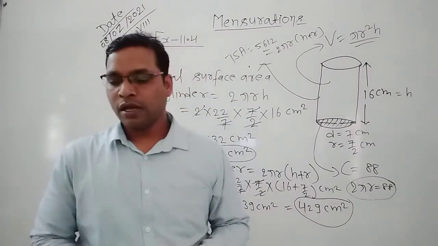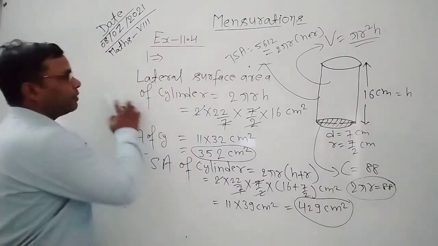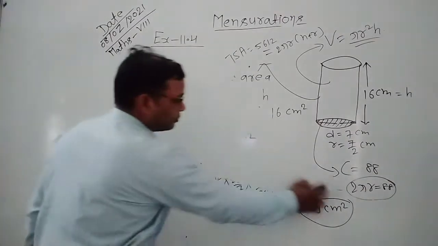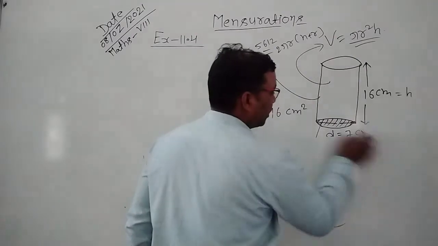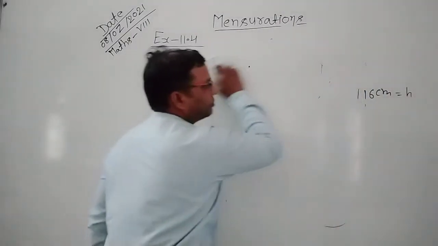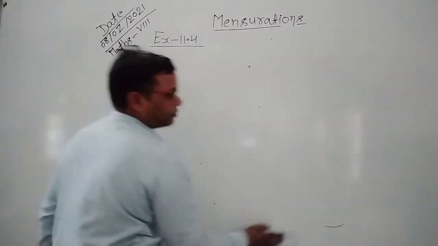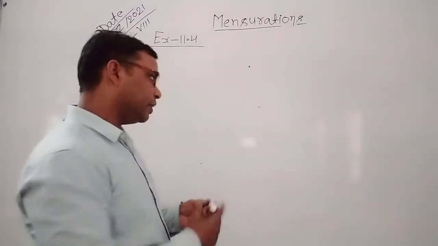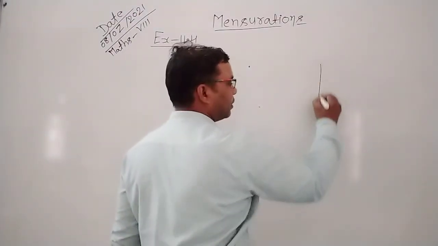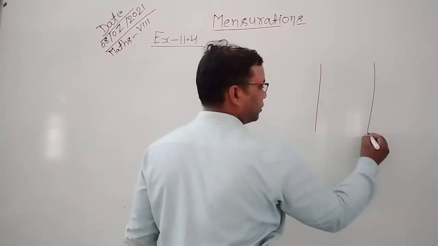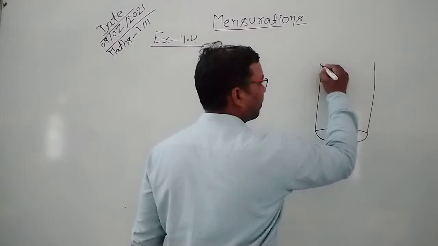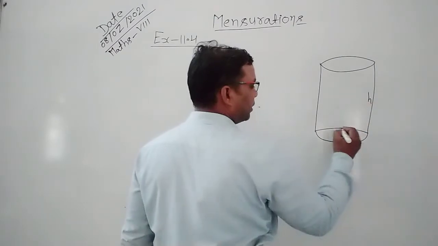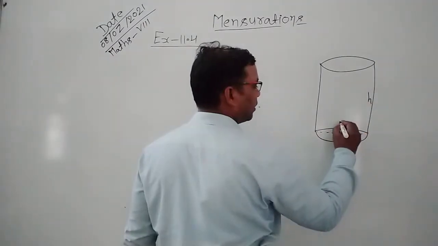So let's see how to solve this question. Students, I hope all of you understood question number 1. In this question, the height and the diameter of the cylinder are given. So let's see how we find the volume of the cylinder. First here we construct a cylinder like this. This is the cylinder, and its height is h centimeter and the radius is r.